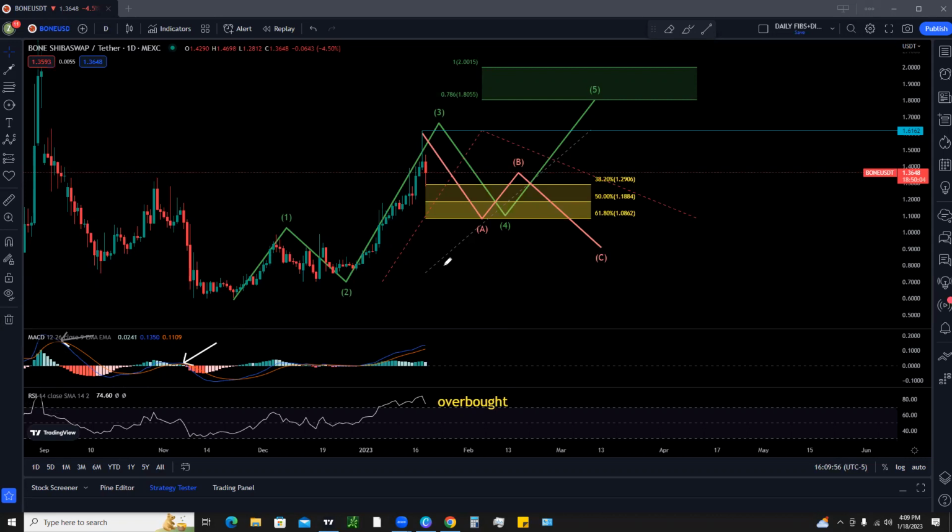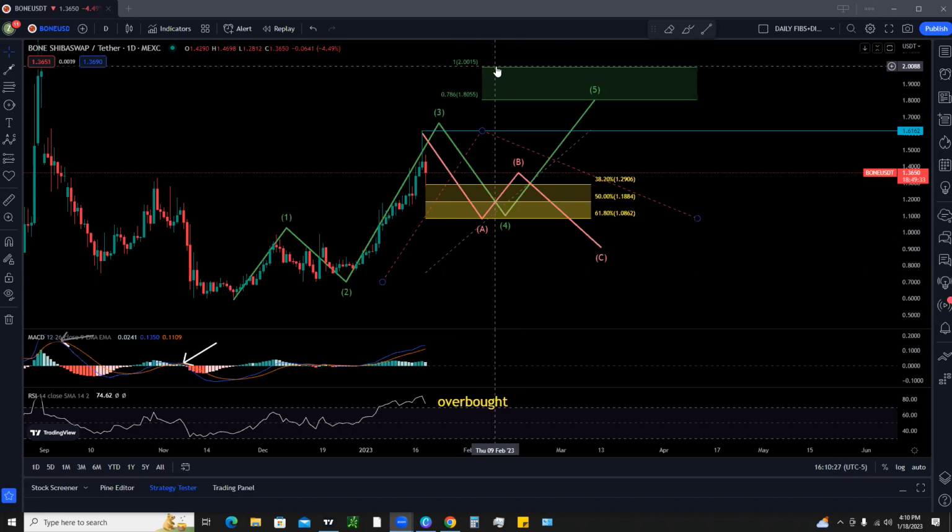Hopping straight into it, we're looking to see if we're going to get this five-wave structure to the upside. Now, your wave 3, which is the one that we just completed, is typically your largest wave. Your wave 5 and your wave 1 are going to be smaller than the wave 3. We have some bullish price targets up here at about 1.80 and 2. So Bone could possibly go all the way up to 1.8 or 2.